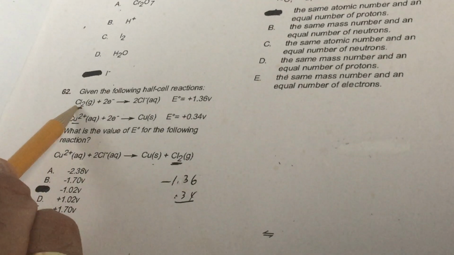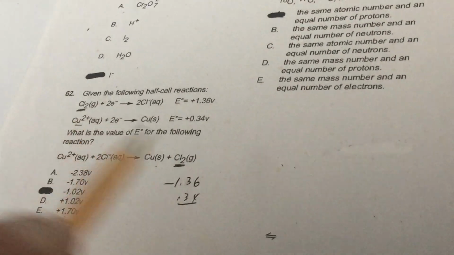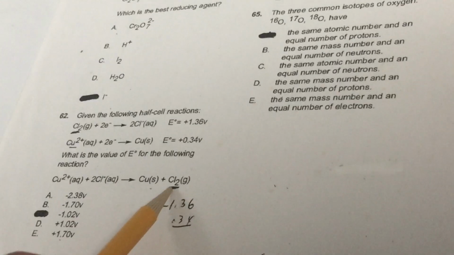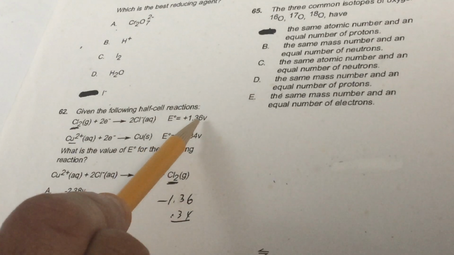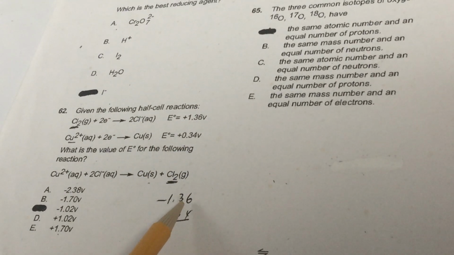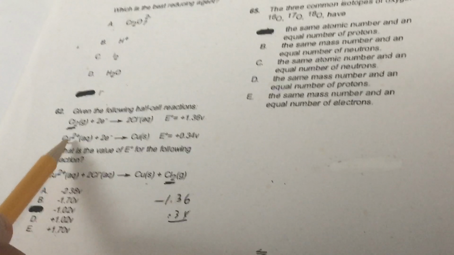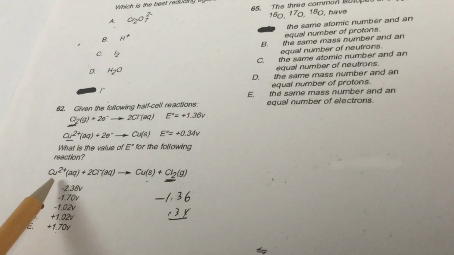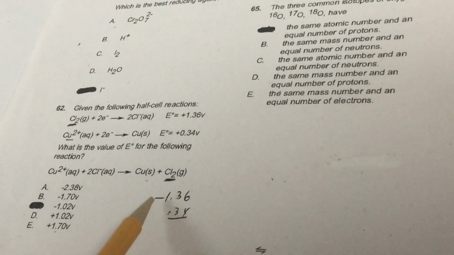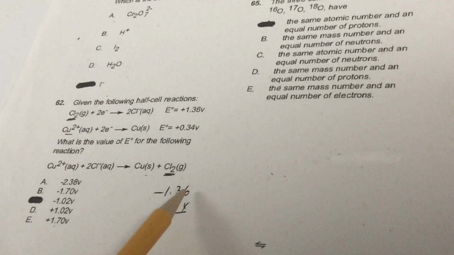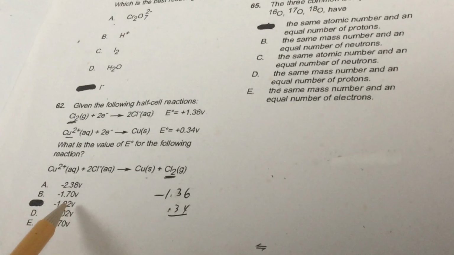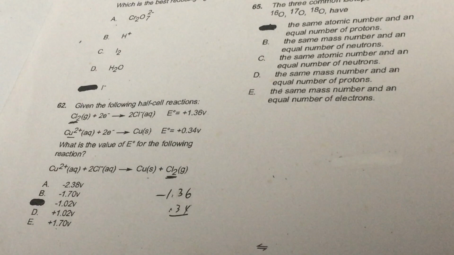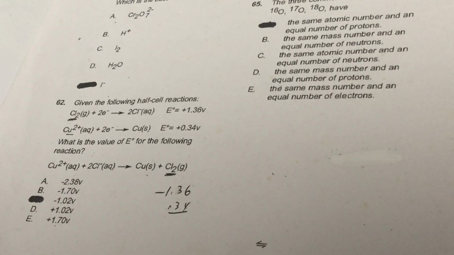I'll show you a nice little trick. I underlined the chlorine. It's on the left side here. Here it's on the right side. So that means we switch the sign. So instead of plus 1.36, it's minus 1.36. Copper plus 2 is on the left. Here it's on the left as well, so you keep it. So when you take the negative 1.36 plus the 0.34, that gives me the negative 1.02. Negative voltage means it's non-spontaneous. Answer C.